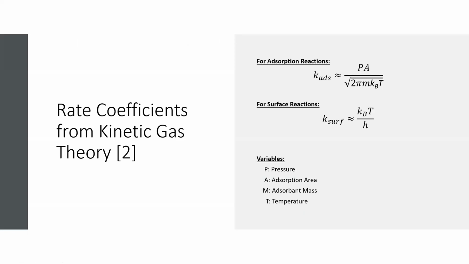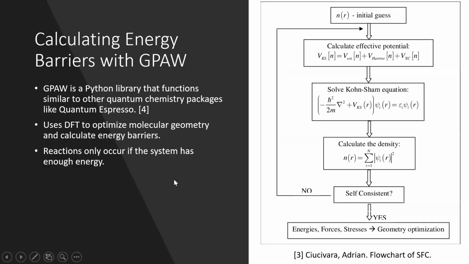The rate coefficient for the adsorption reactions is governed by this equation from kinetic gas theory. And for surface reactions, this is the equation that we use. So adsorption reactions are dependent on pressure and temperature. Surface reactions are only dependent upon temperature here. To get the energy barriers, we use a Python library called GPAW. And this will perform DFT calculations, density functional theory. This is where the quantum mechanics comes into play.